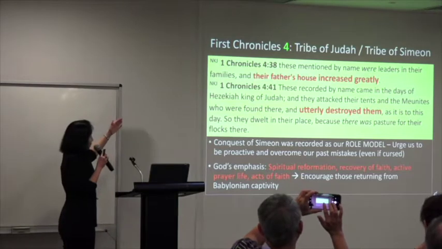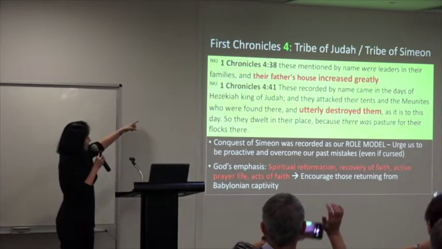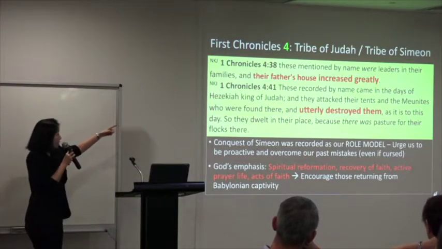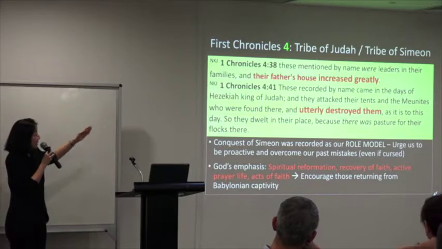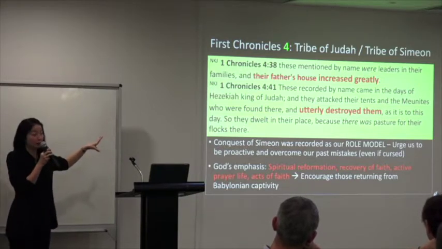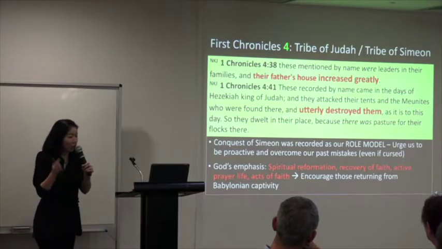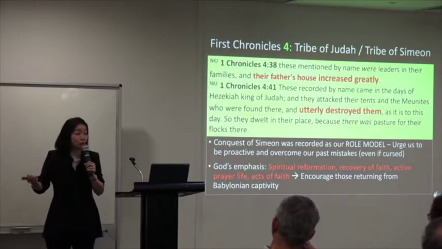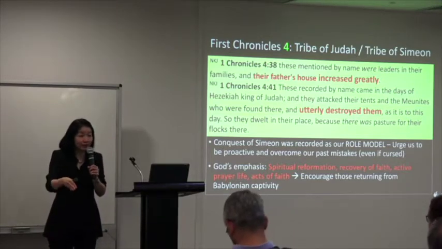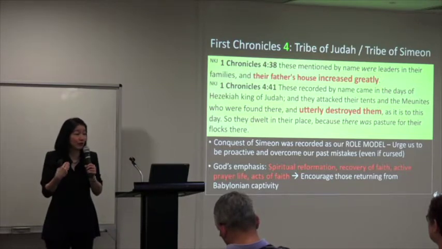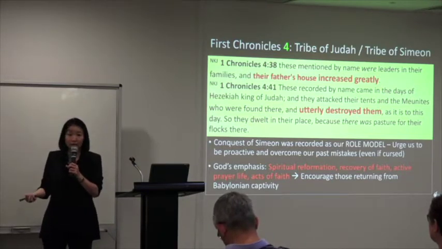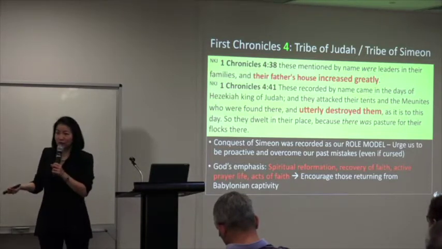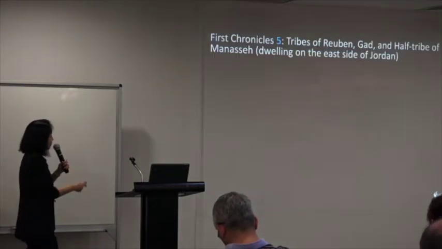So if we look at the verses, 1 Chronicles 4:38, you can see this is talking about the Simeon tribe. Their father's house increased greatly. And why? Because of verse 41. They utterly destroyed the Canaanites. So the core of 1 Chronicles 4 is we sin, but God can restore. He can recover us even if we have sinned to the level of being cursed by people or even by God. So there is no sin that is unrecoverable. There is none. This is to encourage us.